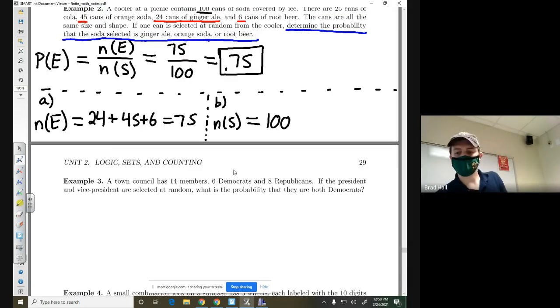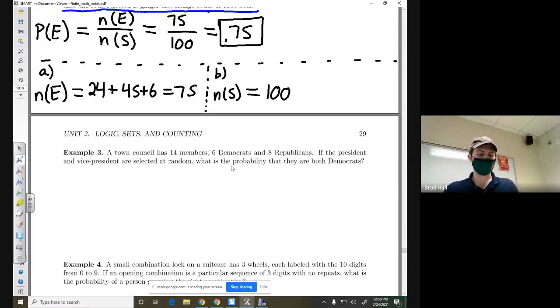Well, let's look down at example 3. A town council has 14 members, 6 Democrats and 8 Republicans. President and vice president are selected at random. What is the probability that they are both Democrats?